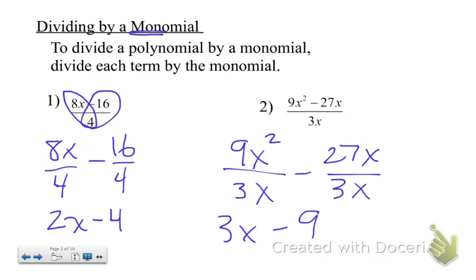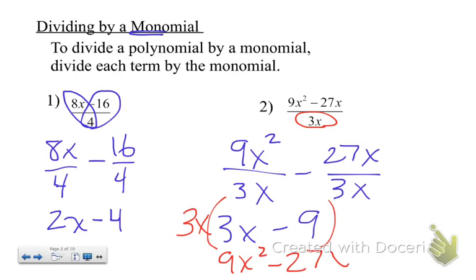So if you wanted to make sure that you did it correctly, you could always multiply through again to make sure. 3x times 3x is 9x squared. 3x times 9 becomes minus 27x.